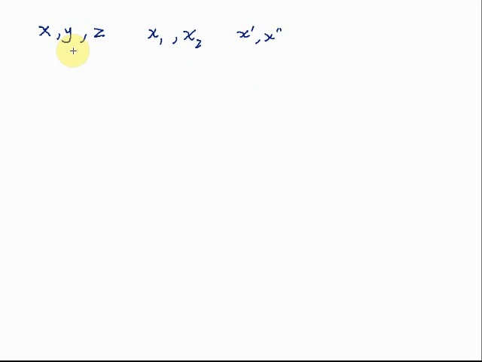So all of these things are unknown numbers which appear in algebraic expressions, and those are termed variables. Variables.